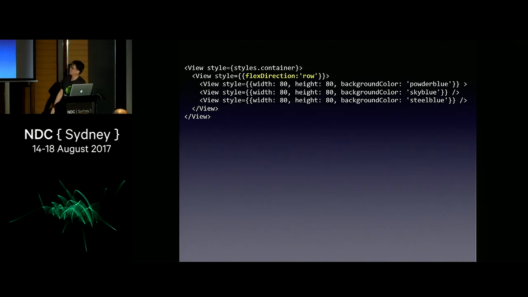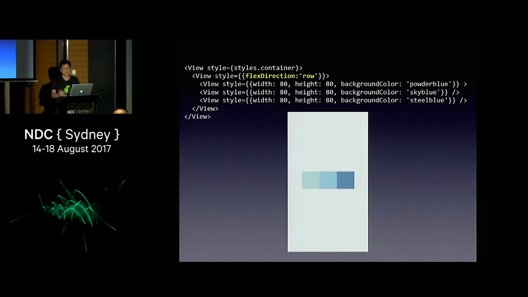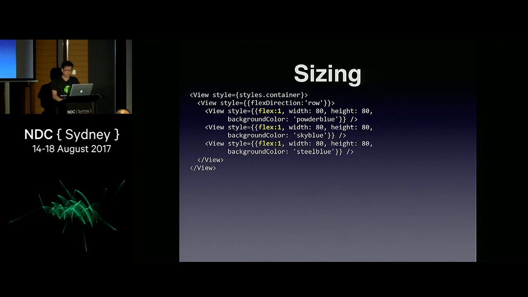One more. This time around, same setup, but I want to change my flex direction. I want to set it to row. So this time around, it looks this way. Okay? For sizing, I can use this flex attribute. So I have flex colon 1, flex colon 1, flex colon 1. And my direction is row.